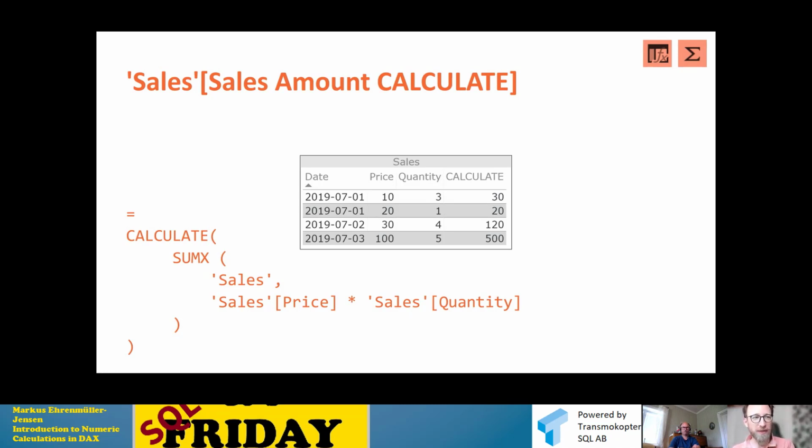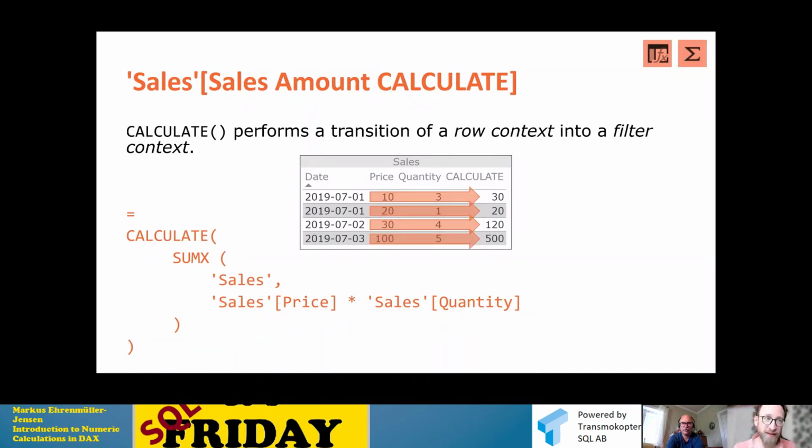So now we have the same formula as in the first example, but put inside of calculate, and now we end up with the same result as if we had used a measure for that. So we get the individual sales numbers, because again, calculate is explicitly transferring the row context to a filter context.